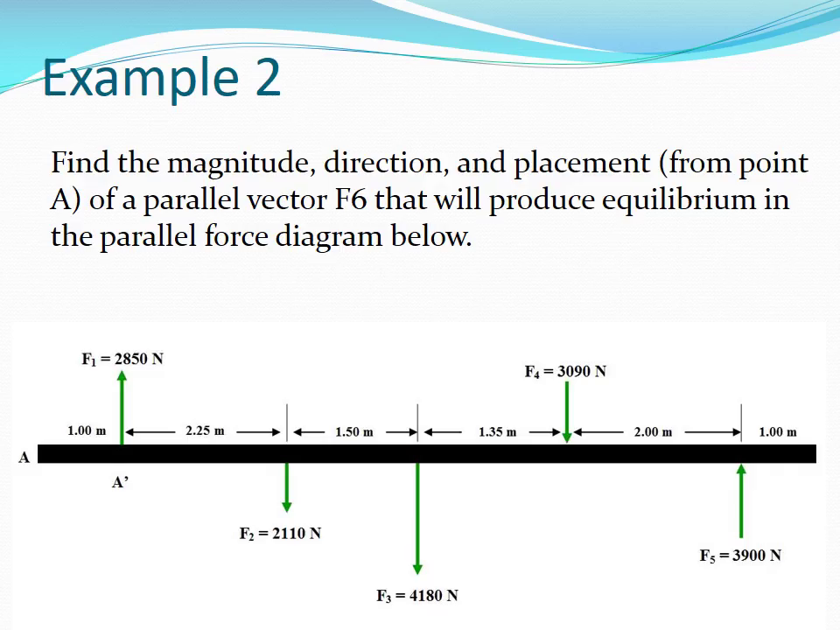Find the magnitude, direction, and placement from point A of a parallel vector F6 that will produce equilibrium in the parallel force diagram below. Notice in this problem that the position and the direction of F6 are not indicated. We must find both.